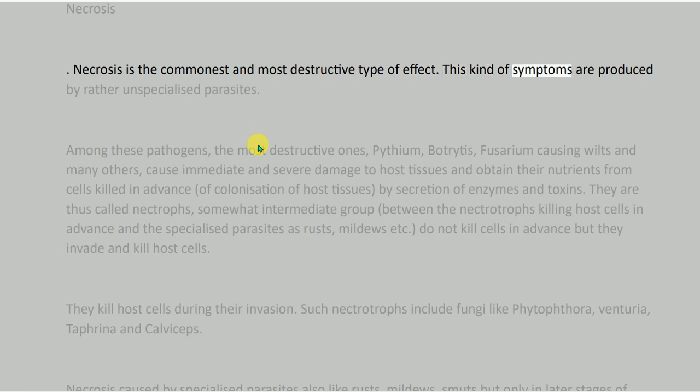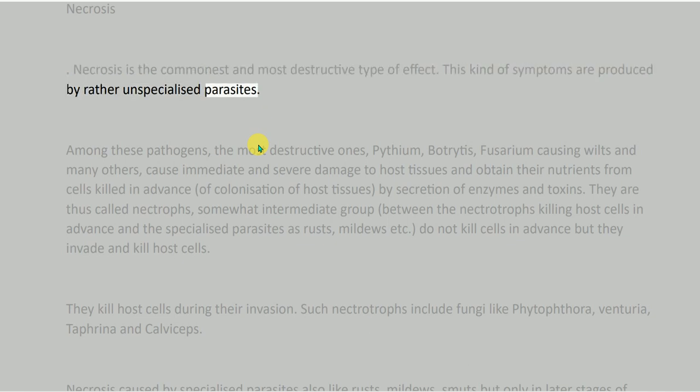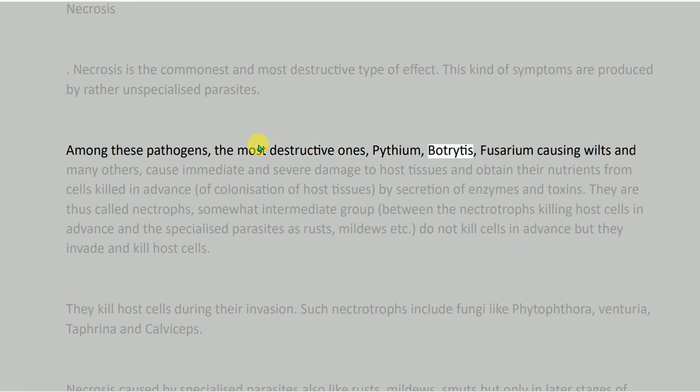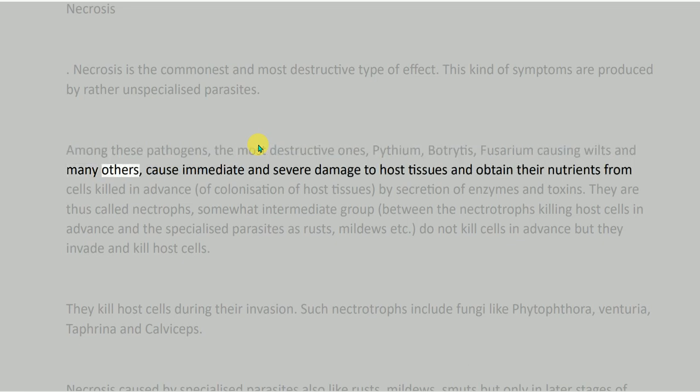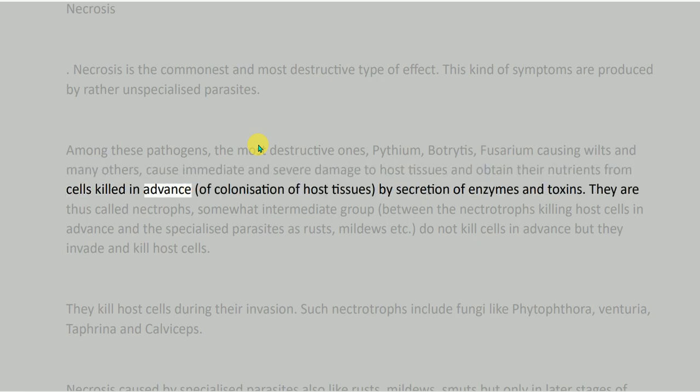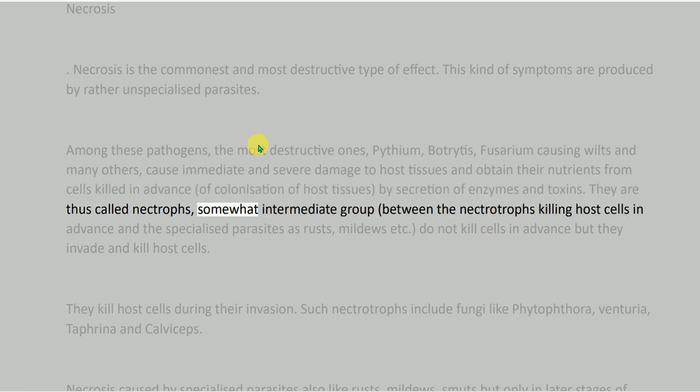This kind of symptom is produced by rather unspecialized parasites. Among these pathogens, the most destructive ones, Pythium, Botrytis, Fusarium causing wilts and many others, cause immediate and severe damage to host tissues and obtain their nutrients from cells killed in advance of colonization of host tissues by secretion of enzymes and toxins. They are thus called necrotrophs.